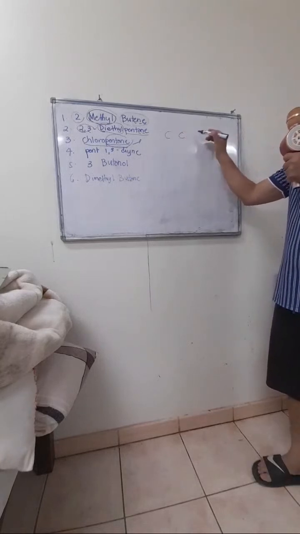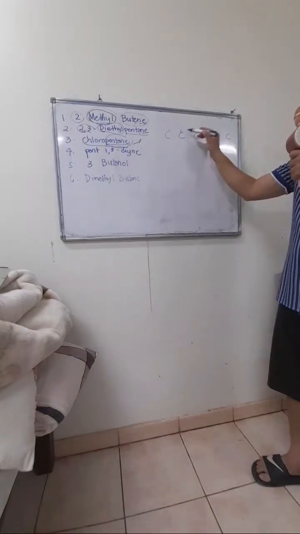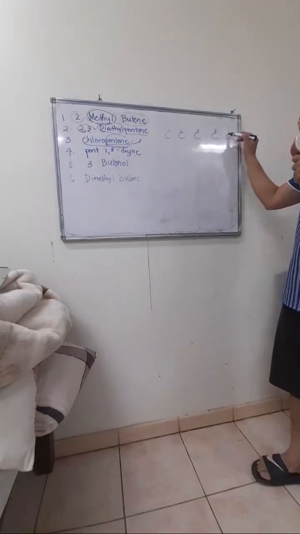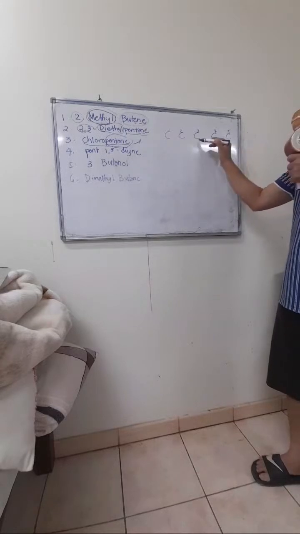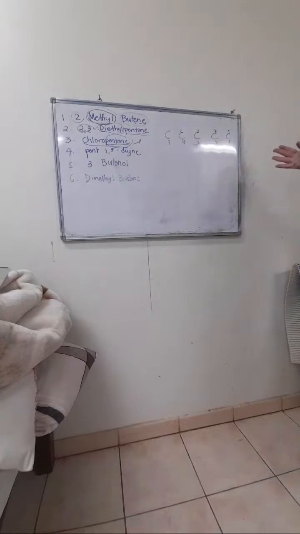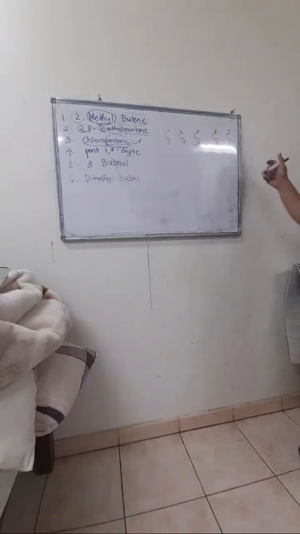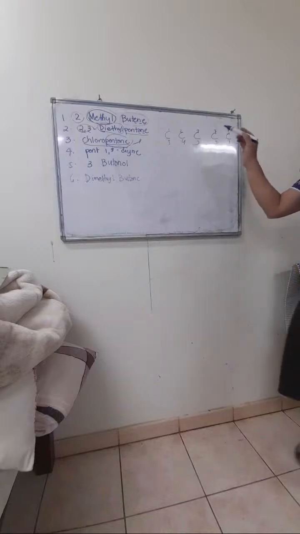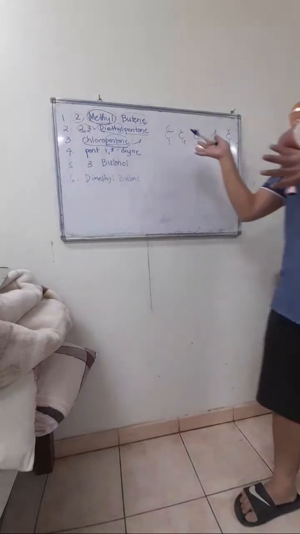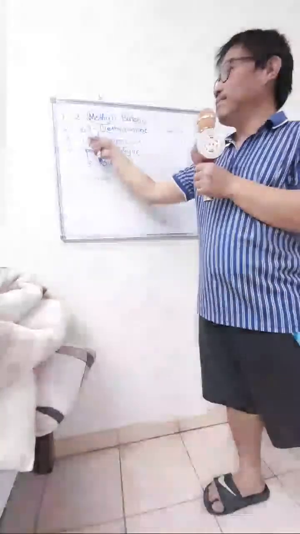Carbons 1, 2, 3, 4, 5. Then chloro. The position of the chloro attachment is not specified, so you could guess either on carbon number 1 here or carbon number 1 here also. It depends. You get that one. As long as it is on carbon number 1, you don't need to put a number in your name.